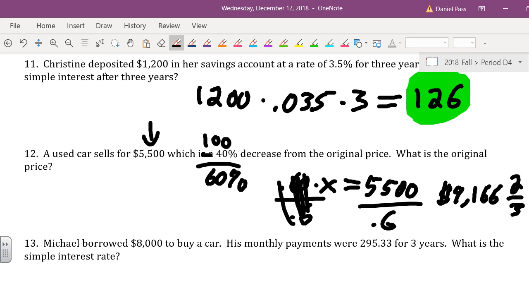If 9,166.66 or whatever is the original price, then if I multiply it times 0.6, it should be 5,500. Yeah, it's a tiny bit under 5,500. Or I could do 0.4 and then subtract. This is the correct answer.